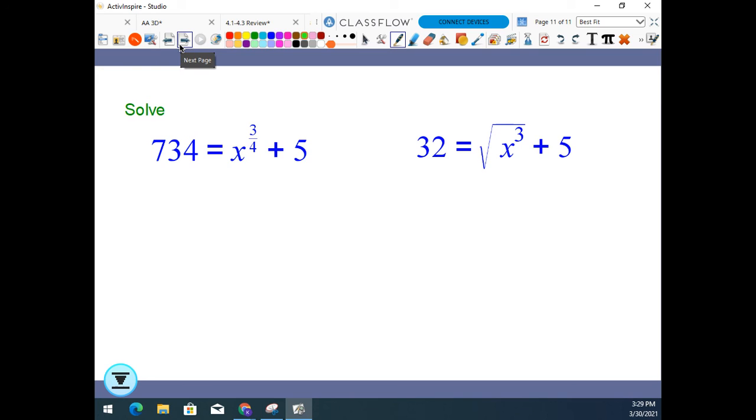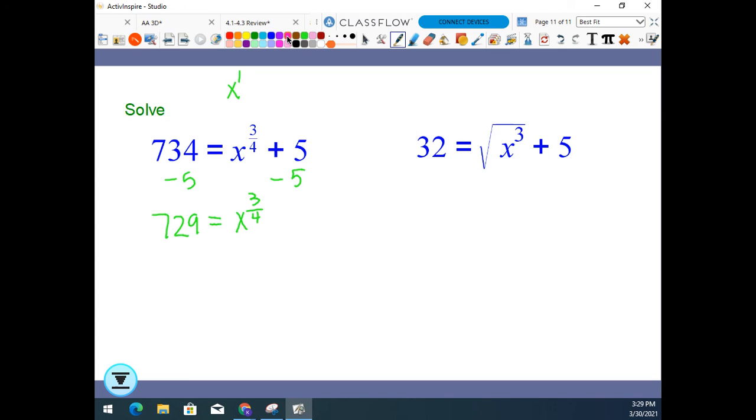The last page is a solving problem. You're going to solve using inverses. So we're going to subtract 5, which is 729. Now, I want you to think about what's always your goal in solving for x. You've always said in the past, when you solve for x, you get x by itself. Well, if x is by itself, what's its exponent? We need to get our final answer down to x to the first.